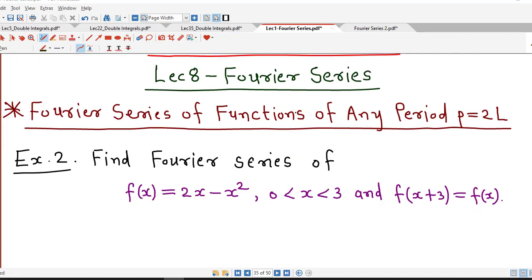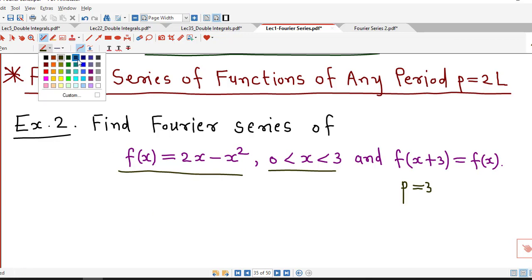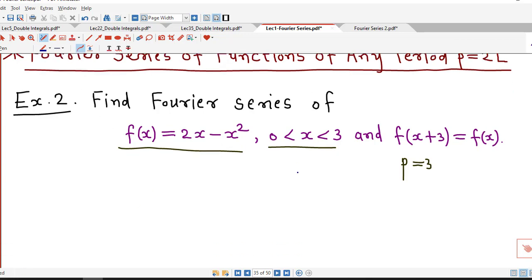In this lecture we will do this example. Find Fourier series of f(x) equal to 2x minus x square on the interval 0 to 3, and the period of the given function is p equal to 3. So we will first find out the Fourier coefficients.